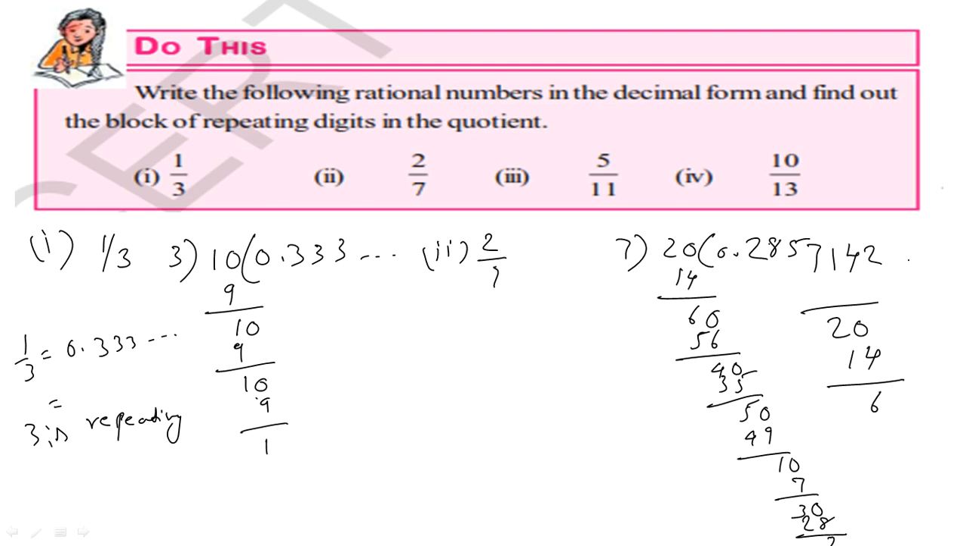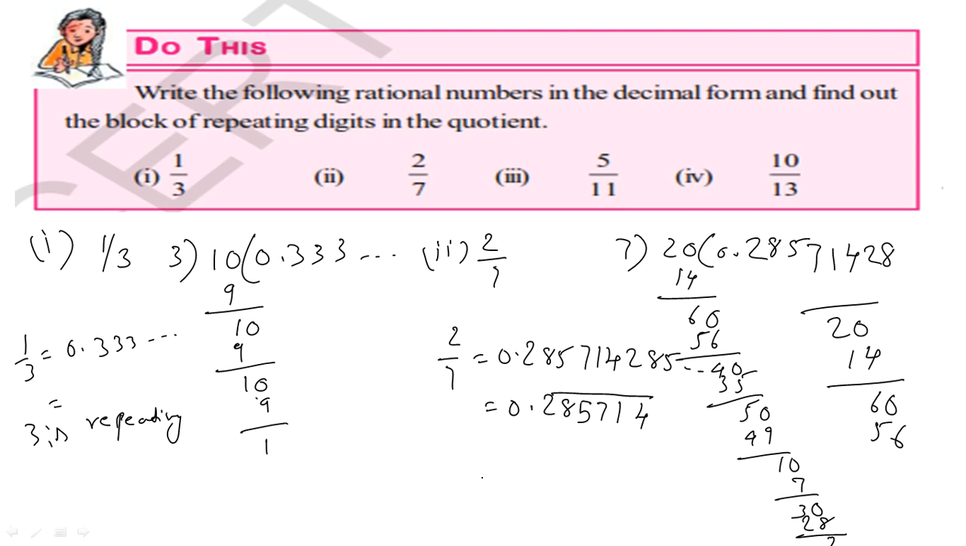So 6 you will get, so 0, 7 5s are 35, 7 8s are 56. So what is repeating? So 2 by 7 is equal to 0.285714285 and so on. So what is the block? You can write it as 0.285714 with a bar. Okay, so what is the repeating block? 285714 is repeating. You can write it like this.